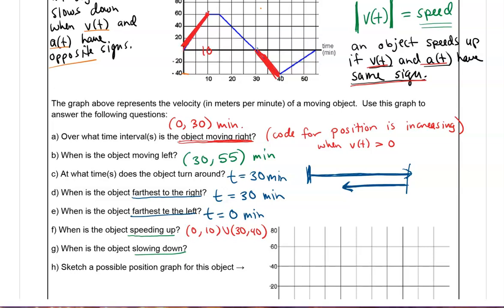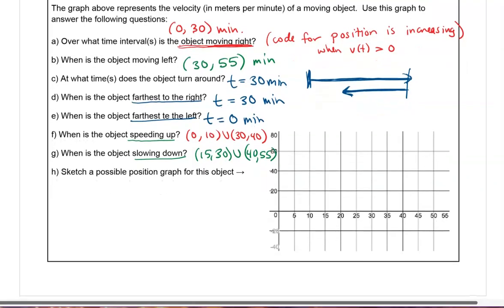Slowing down would be from here and here. So positive velocity, negative slope, or negative velocity, positive slope. So that would be 15 to 30 and 40 to 55. Okay. All right. So that's like the typical kind of questions you'll be asked.